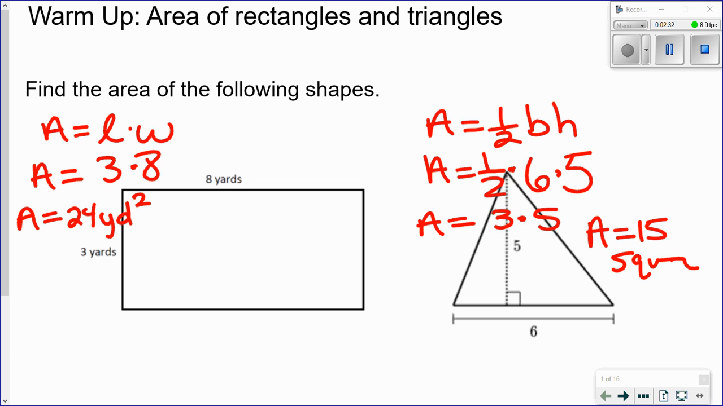Sorry, my screen is lagging for some reason. Temporary malfunction. Let's try that one more time. All right. 15 square units.